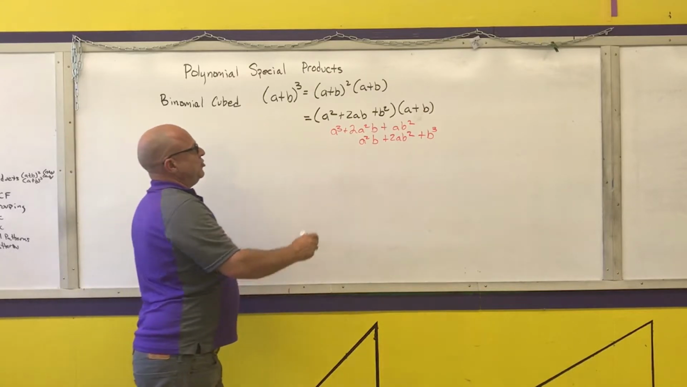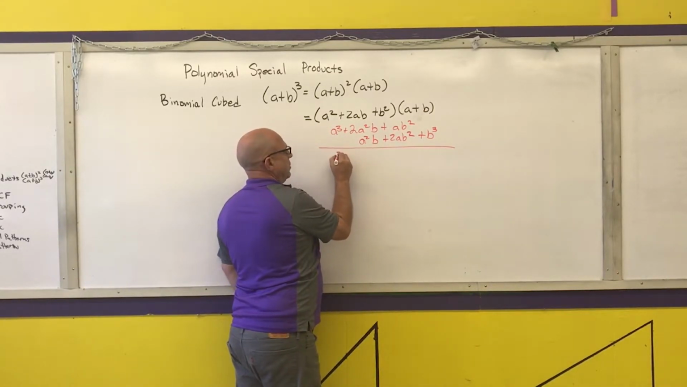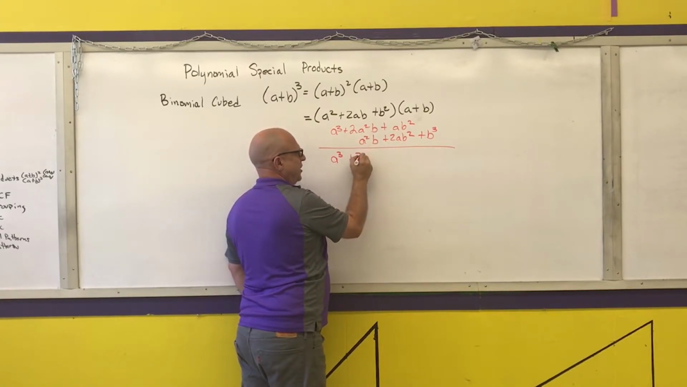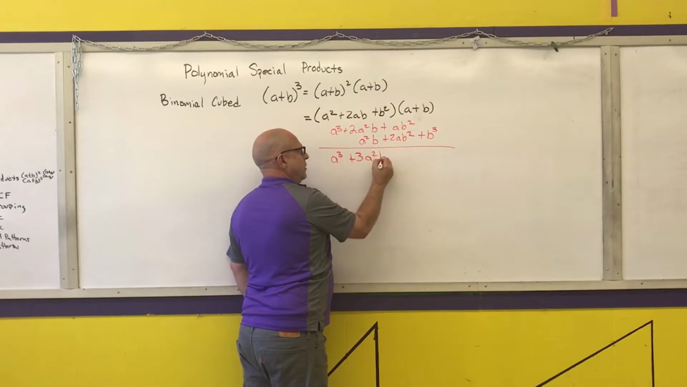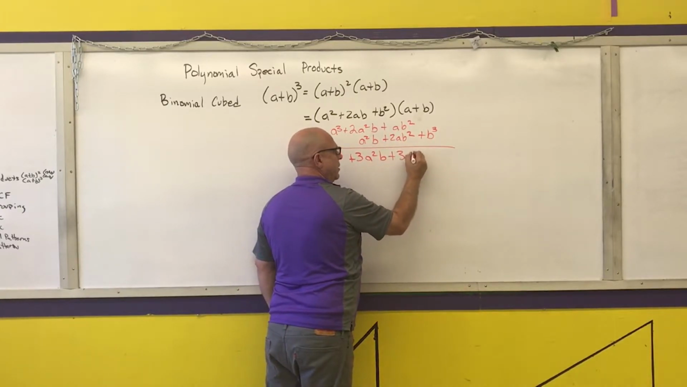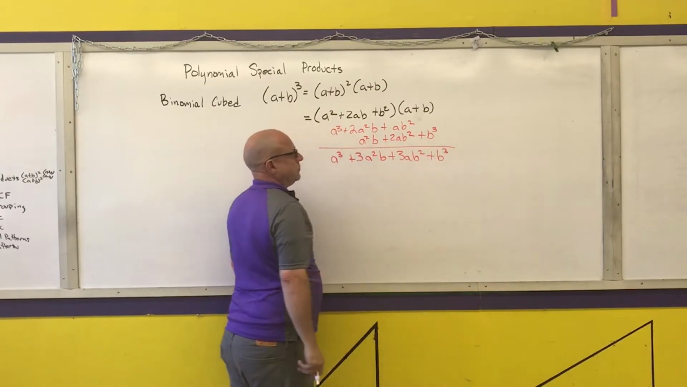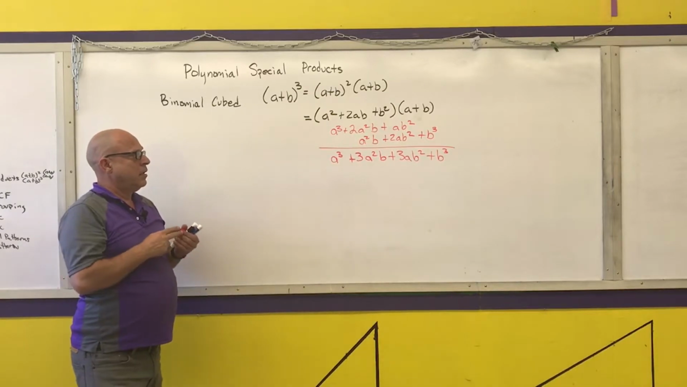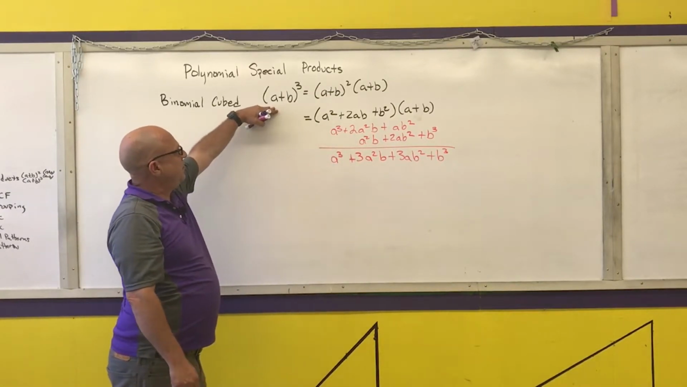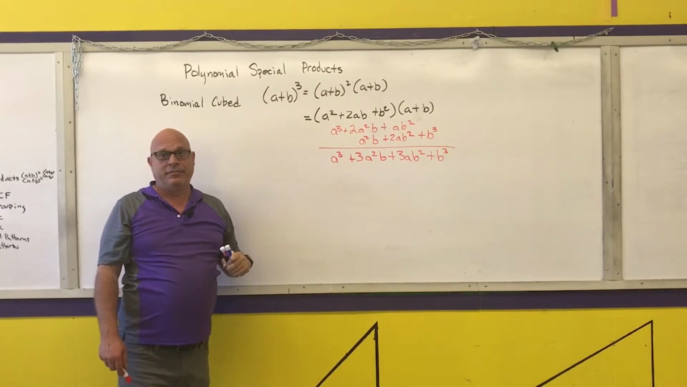Okay. I'm going to add these up, and I get a cubed plus 2 of something plus 1 of something is 3 of that something. 1 of something plus 2 of something is 3 of that something. And then I have the b cubed. Okay? I now have, if I have a binomial cubed, this is the pattern that I'm always going to have.